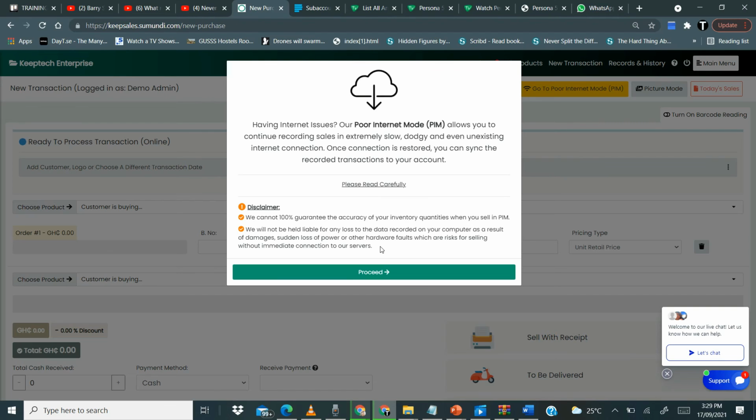But like I said, the advantage with this is that you still are able to record your sales. You still are able to do what you have to do as a business. The fact that you have bad internet shouldn't be the reason why you cannot use a system to run and manage your inventory and your shop. So this was just a general overview of the poor internet mode, which is our offline mode.